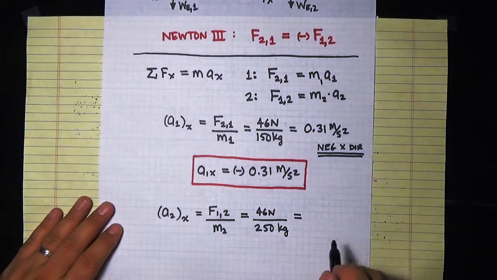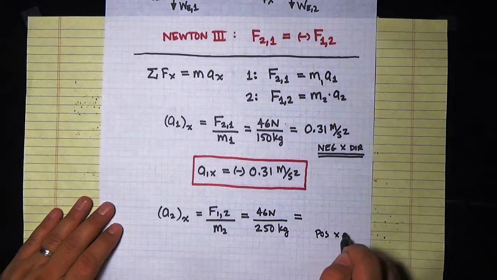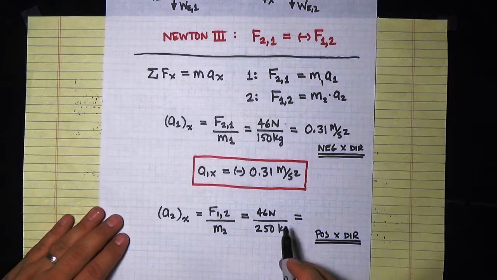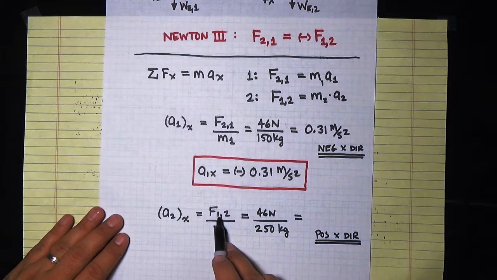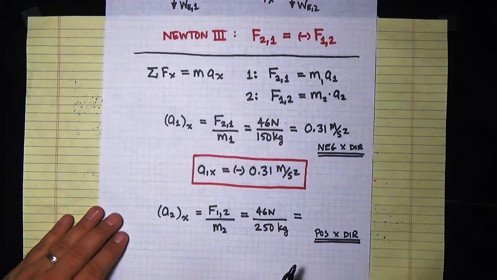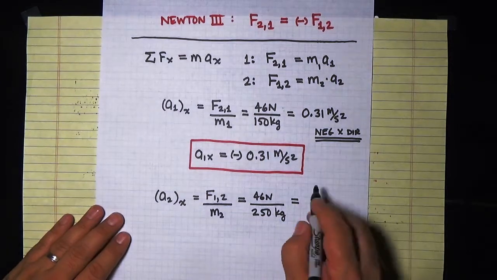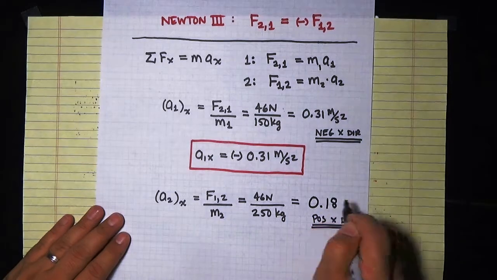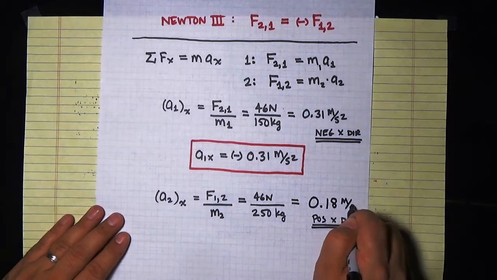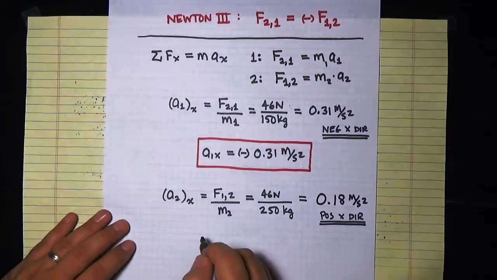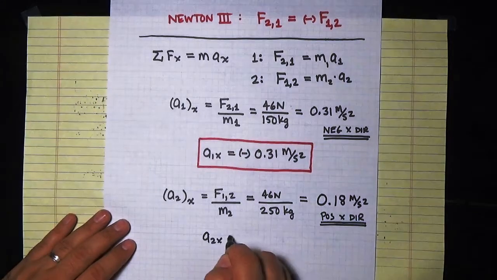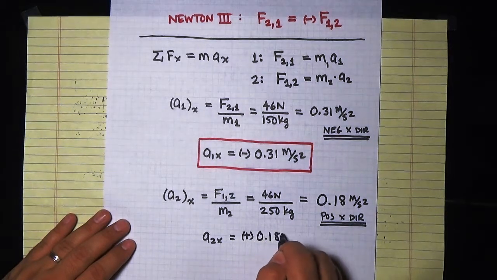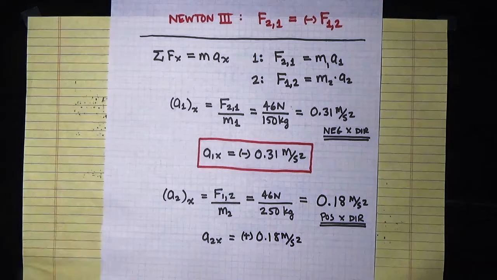This is going to be in the positive x direction, okay, by design and construction, and that jives with my assumption that this points in the opposite direction as that force. And so if I numerically work that out, what I find is that the acceleration experienced by the heavier canoe is 0.18 meters per second per second. So A2 in the x direction is plus 0.18 meters per second per second.